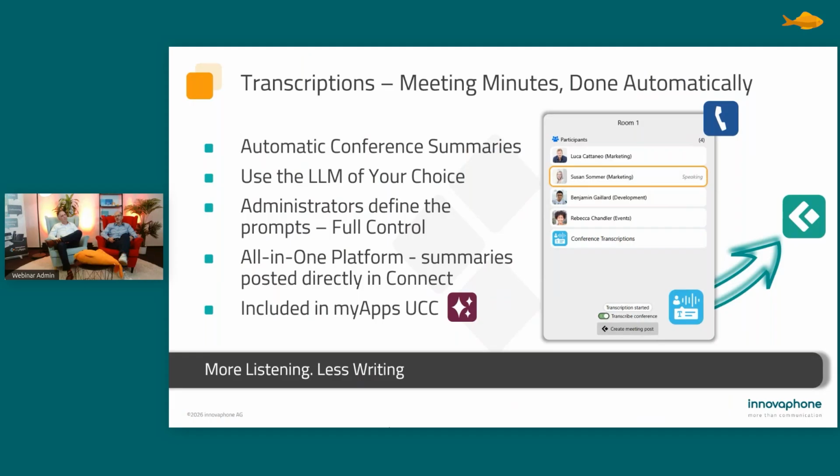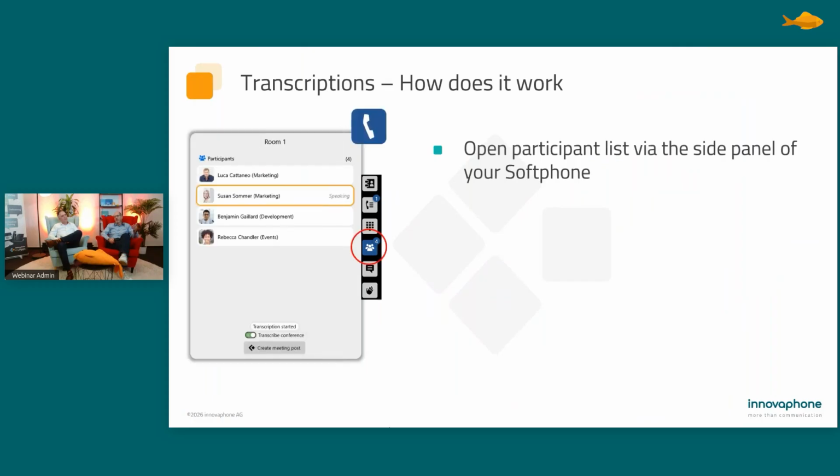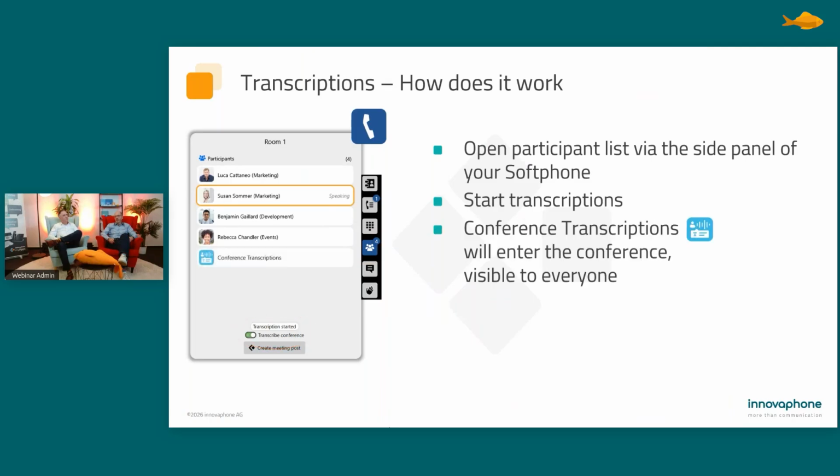How does it look? If you are in a call in a soft phone, you simply press the sidebar on the participant list. You see all the participants in the conference, and then you can activate the conference transcription. You see this green button below, and then a new user will enter the conference. It is called conference transcription. It is visible for everyone in the conference that the transcription is now activated. So you have full control about it. Everyone is informed about it.